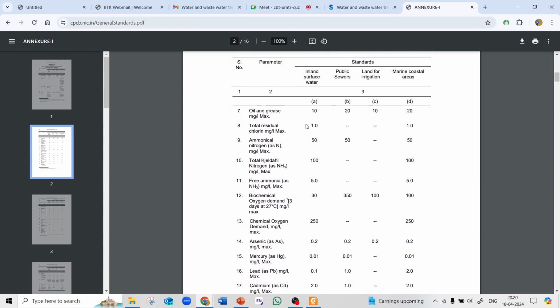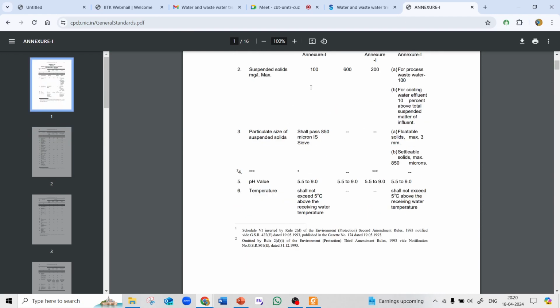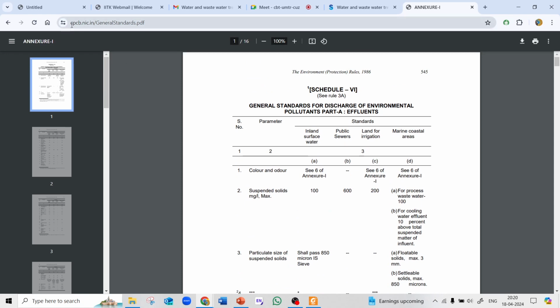If any of the parameters is not matching this table, which is the standard table from the Central Pollution Control Board, you can object to that wastewater treatment plant and raise a concern. You can even file a complaint, because they say they can discharge their water in surface water, but their data shows that their treated water is not suitable for disposal in surface water.